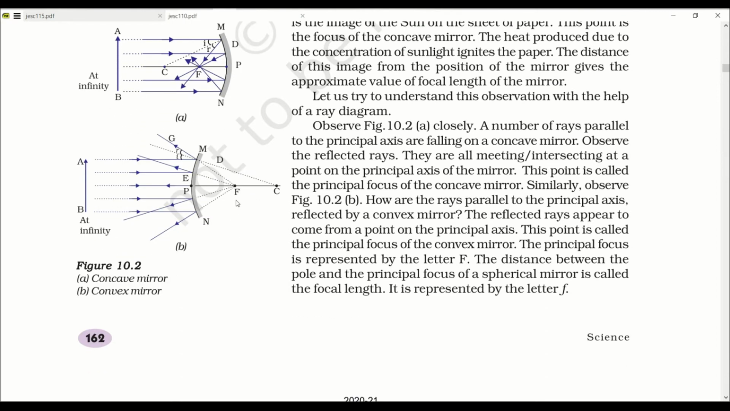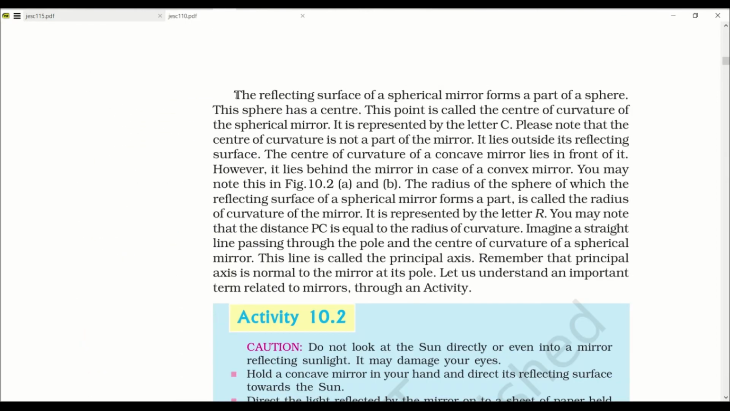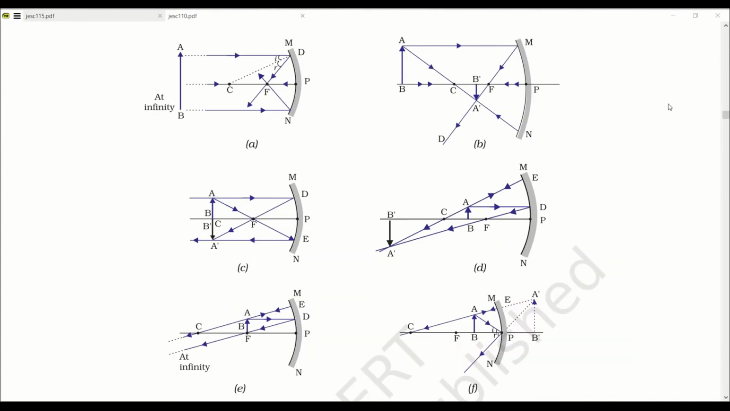It is also there in a convex mirror. So both the reflecting surfaces, the convex mirror and the concave mirror, are a part of a sphere. Now children, let's study the image formation by a concave mirror.